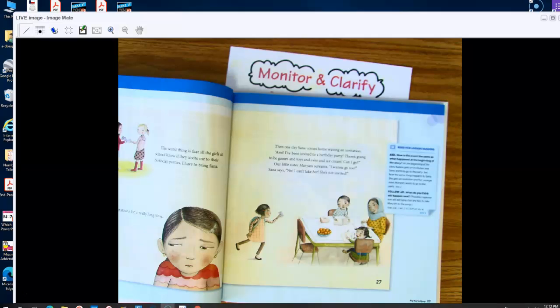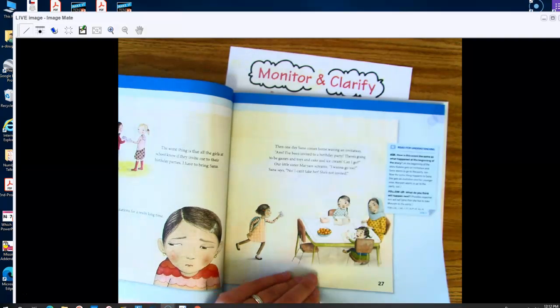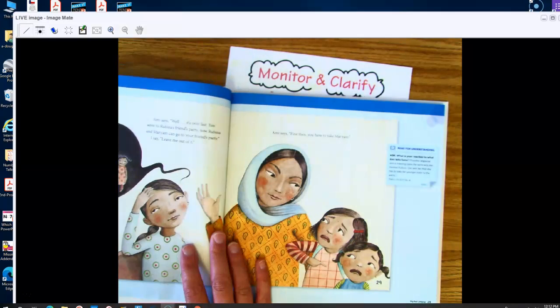Uh-oh. Is this the same thing that happened? Yes, but now she's not the little sister that wants to go anymore. She's the big sister that got invited. What do you think's going to happen next? Yeah, she's probably going to have to bring her little sister just like Rubina had to bring her.